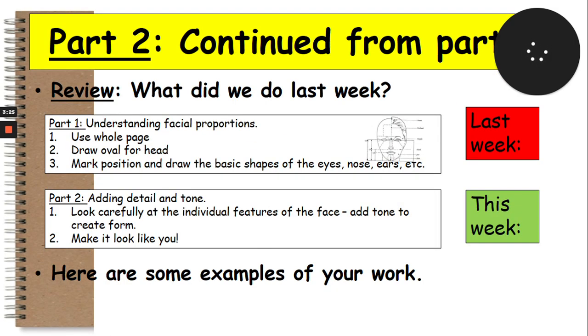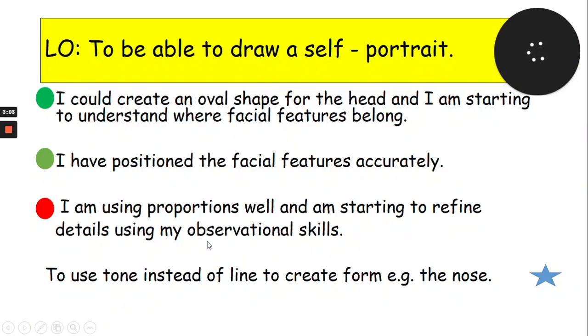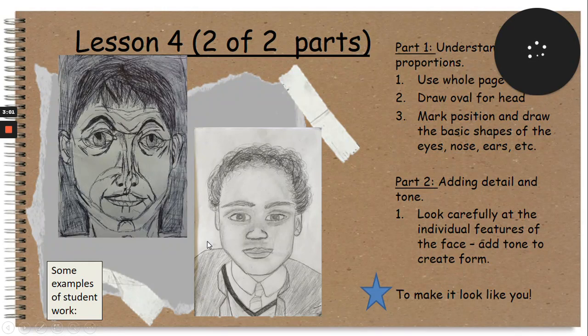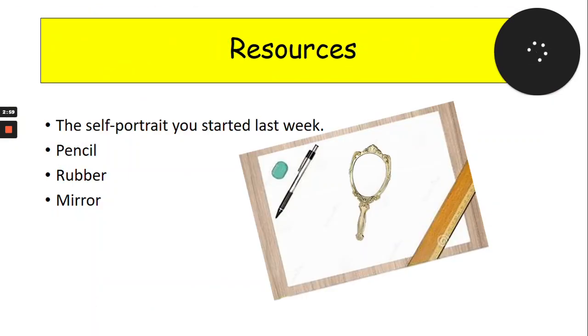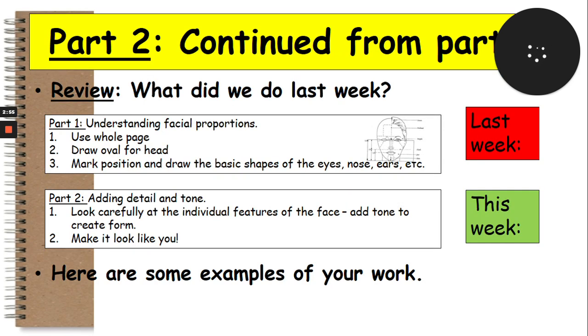Once you've done that, you can unpause the video and move on to part 2, today's lesson, adding detail and tone. I want you to look carefully at the individual features of your face and add tone to create form. And this is your star challenge: you need to make it look as much like you as possible. So you will need a pencil, a rubber, and a mirror or a photograph of yourself in order to achieve that.